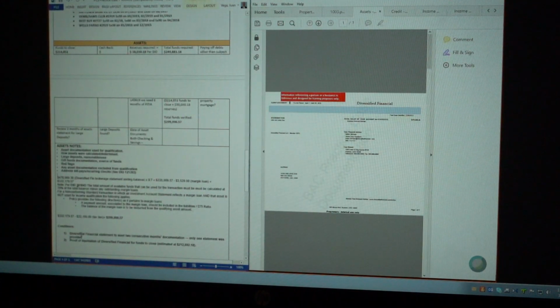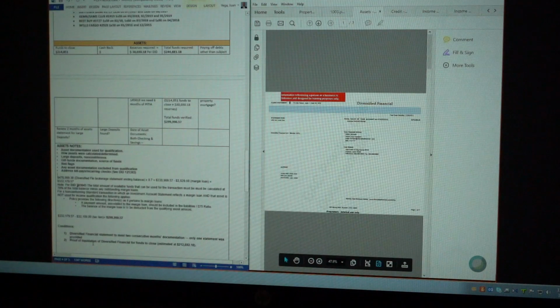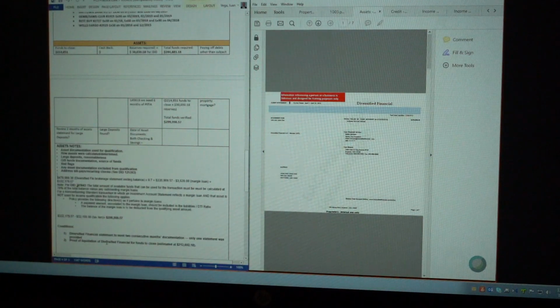And obviously, the conditions that I would need is an additional statement because, like I said before, policy requires 60 days, 2 months. I only have 1 month. And I also need the terms of withdrawal, right? Proof of the liquidation. So I need to make sure that you sell some of that stock to cover how much you need to bring for closing, the $212,000.